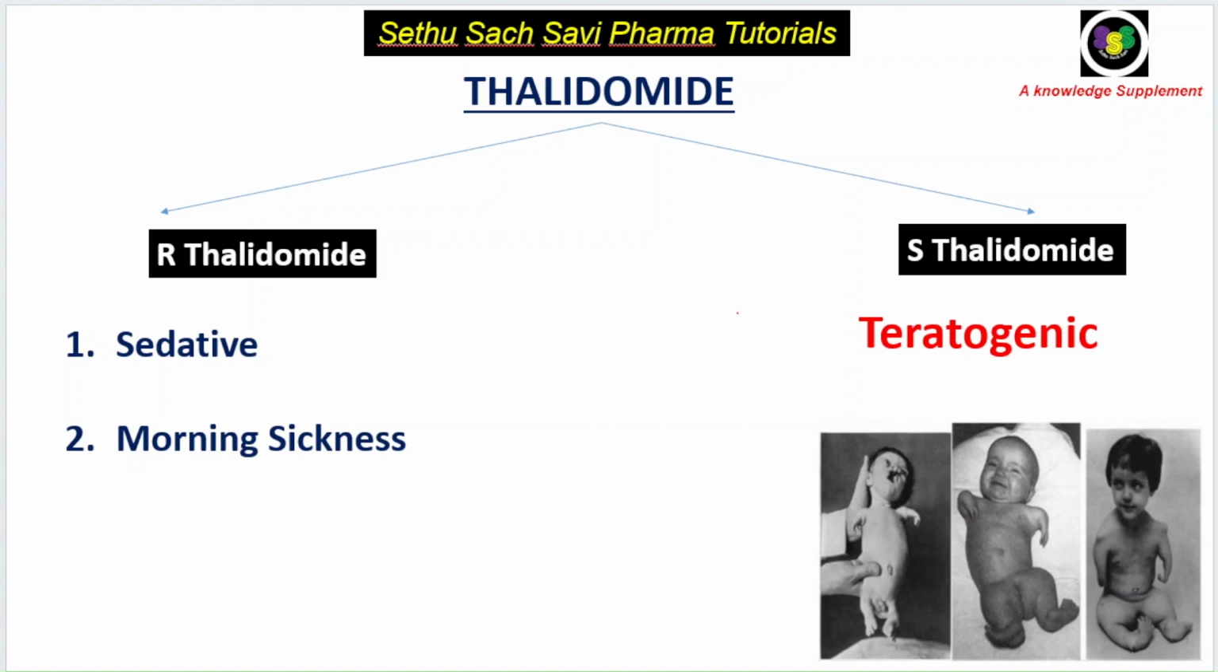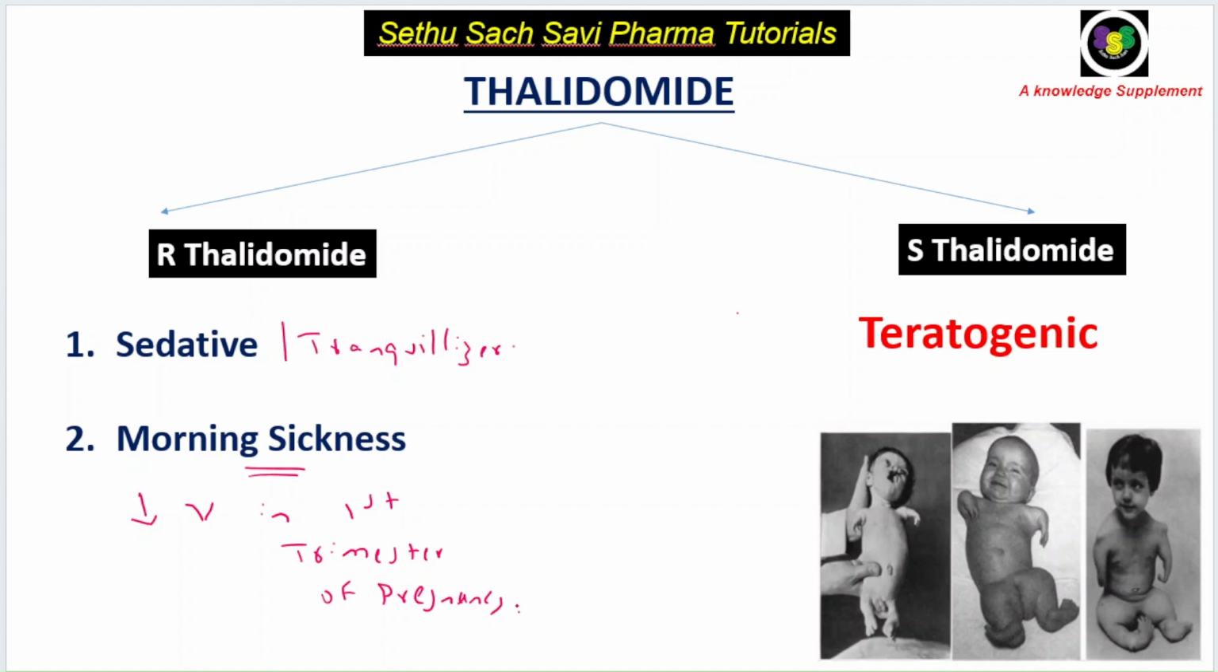So as you all know, thalidomide is a drug which was developed by a Swiss pharmaceutical company, which was later on acquired by a German company. It was initially used as a sedative drug or a tranquilizer drug. But later on, this drug was used in morning sickness. That means it can decrease vomiting in the first trimester of pregnancy.